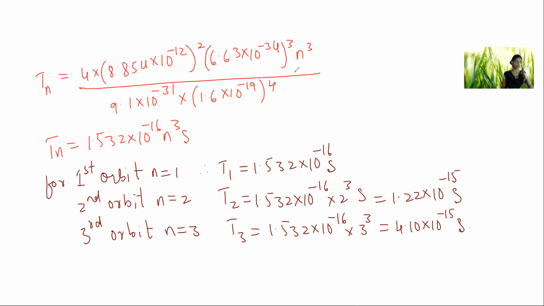ಫಸ್ಟ್ ಆರ್ಬಿಟ್ ಗೆ n is equal to 1 ಅಂತ ತಗೊಂತೀವಿ, ಸೆಕೆಂಡ್ ಆರ್ಬಿಟ್ ಗೆ 2 ಅಂತ ತಗೊಂಡು, ಥರ್ಡ್ ಆರ್ಬಿಟ್ ಗೆ 3 ಅಂತ ತಗೊಂಡು. ಸೊ ಅದನ್ನೇ T1 ಅಂದ್ರ ಮಲ್ಟಿಪ್ಲೈಡ್ ಬೈ 1 ಕ್ಯೂಬ್, T2 ಅಂದ್ರ ಮಲ್ಟಿಪ್ಲೈಡ್ ಬೈ 2 ಕ್ಯೂಬ್. ಸೊ T3 ಅಂದ್ರ ಅಲ್ಲೇ Tn ವ್ಯಾಲ್ಯೂ ಇಂಟು 3 ಕ್ಯೂಬ್ ಮಾಡಿ. ಸೊ T3 ವ್ಯಾಲ್ಯೂ ಅಂದ್ರೆ ಆರ್ಬಿಟಲ್ ಪೀರಿಯಡ್ ಫಾರ್ ಥರ್ಡ್ ಆರ್ಬಿಟ್ಗೆ 4.10 into 10 to the power of minus 15 second ಬಂತು. ಸೆಕೆಂಡ್ ಆರ್ಬಿಟ್ಗೆ 1.22 into 10 to the power of minus 15 second. ಫಾರ್ ಫಸ್ಟ್ ಆರ್ಬಿಟ್ಗೆ 1.532 into 10 to the power of minus 16 second ಬಂತು. ಸೊ ದಿಸ್ ಇಸ್ ದ ಸೊಲ್ಯೂಷನ್. ಸೊ ನೆಕ್ಸ್ಟ್.